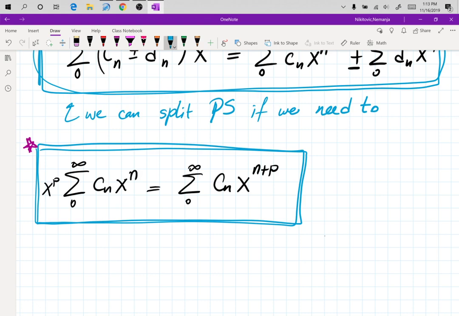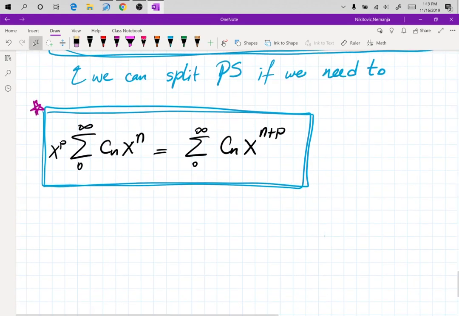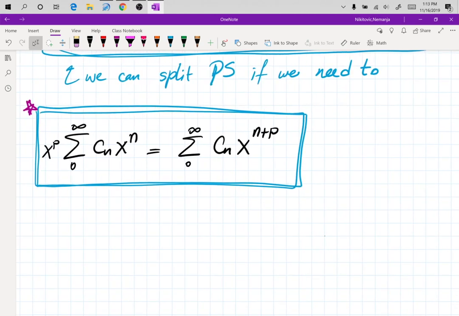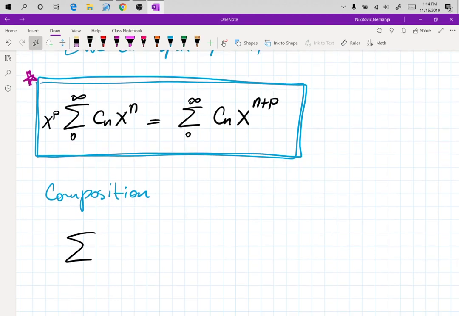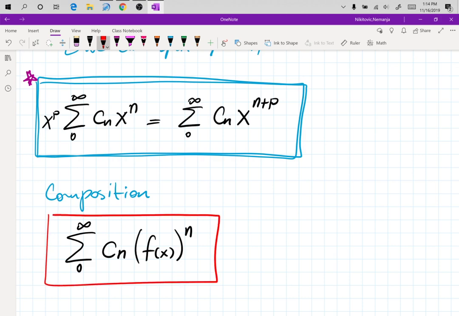And the one that we need for this class for 11.4 and your final exam is composition. You remember the composition f of g of x, right? Also known as f circle g. Well, this one allows us to make a composition, and I'm just going to write it as a composition. So here's your c_n, the standard sum from 0 to infinity of c_n, and now I'm going to have f of x to the n. I'm going to put this in blood red over here.